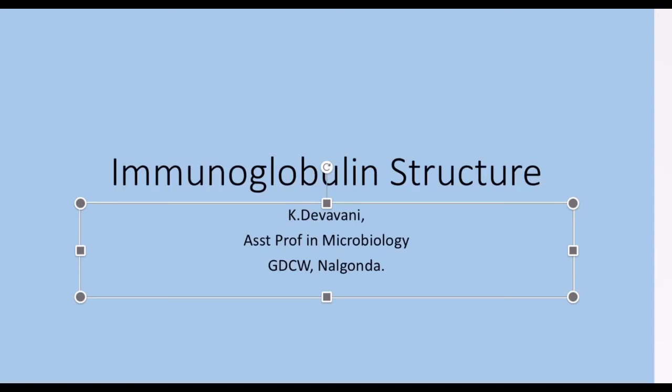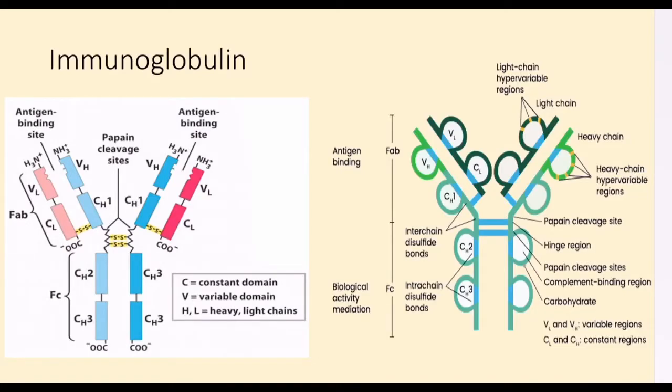The presentation is all about the structure of immunoglobulin. Immunoglobulins are also called antibody molecules, and these antibodies are glycoproteins produced by the host in response to antigenic stimulation. These immunoglobulin molecules contain two identical copies of two different chains. They are called light chain and heavy chain.